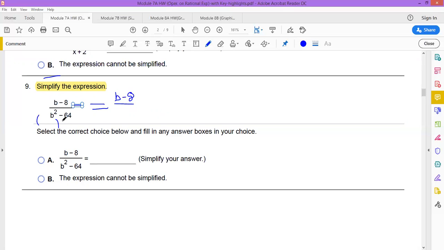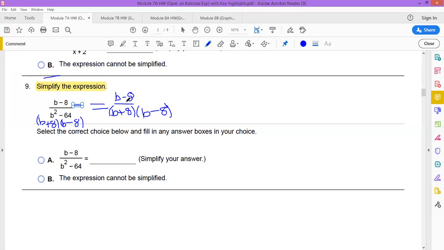And remember the way that we factor perfect square terms. We figure out the two terms that we are squaring, like I'm squaring b. So that will be b and b. And what am I squaring to get 64? What am I multiplying by itself to get 64? That's 8. So your factors should be b plus 8 and b minus 8. b plus 8 in the denominator times b minus 8.